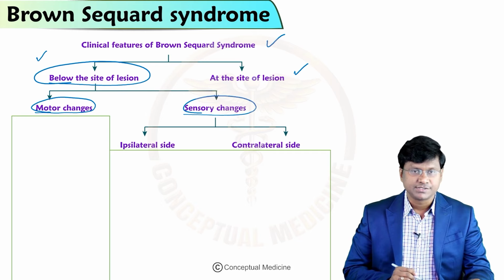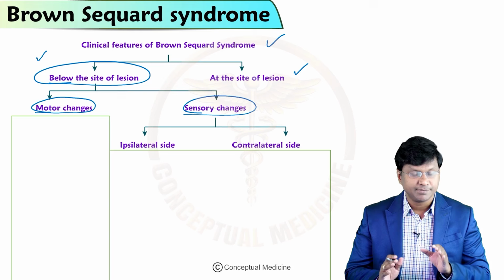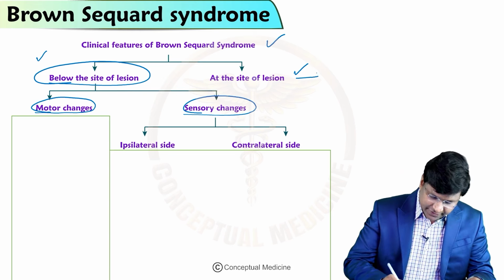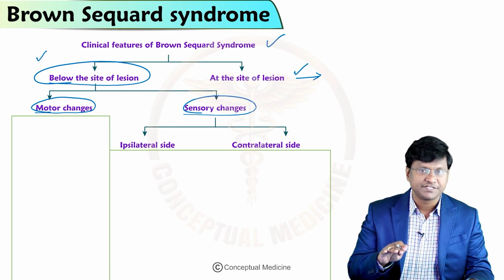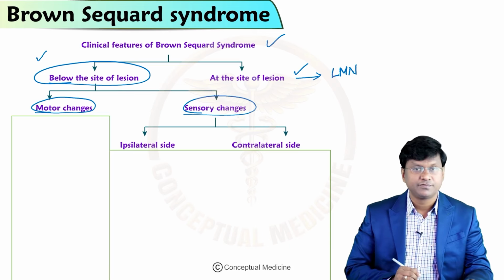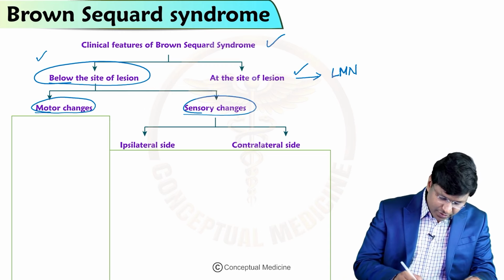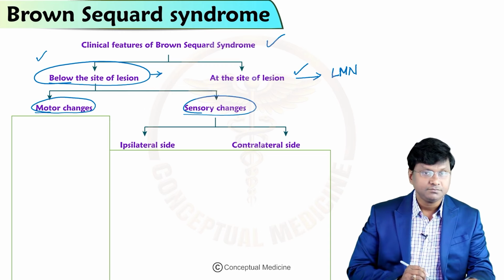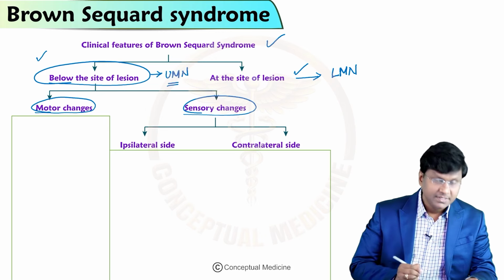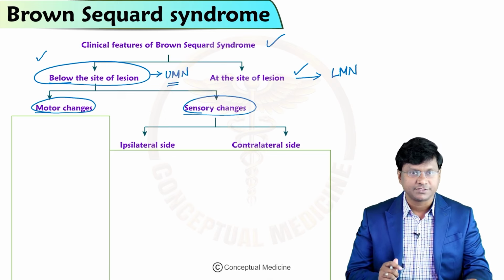You take the motor changes. Always remember, I'll tell you one important point related to spinal cord lesion. At the site of lesion, or at the level of lesion of the spinal cord, the features that you will have are lower motor neuron type of motor manifestations. Whereas below the site of lesion, upper motor neuron type of motor changes will be there.